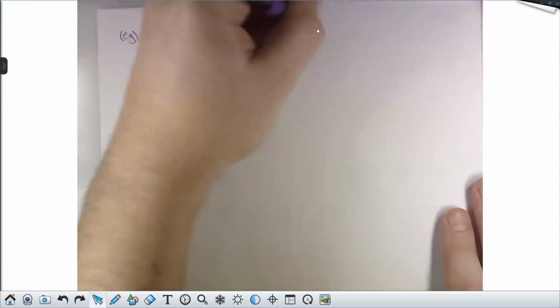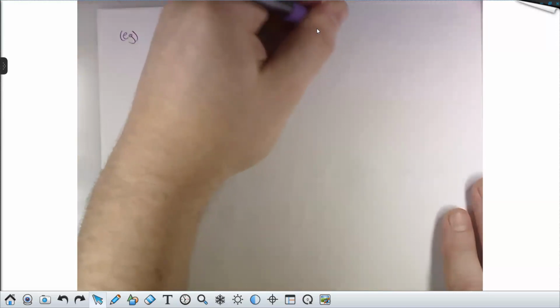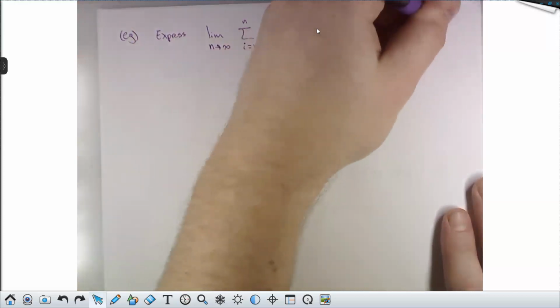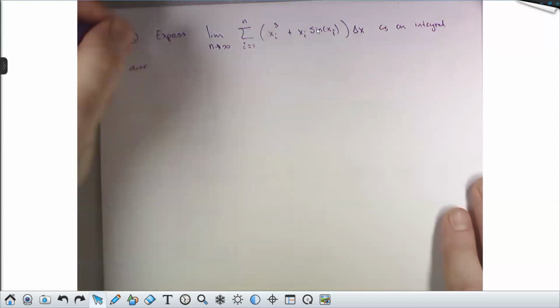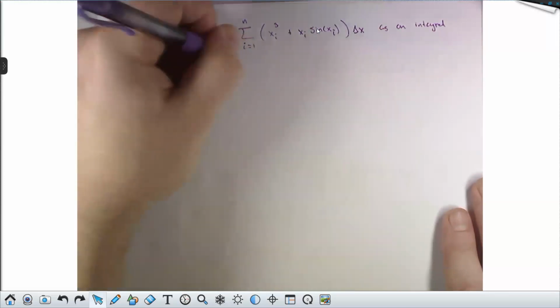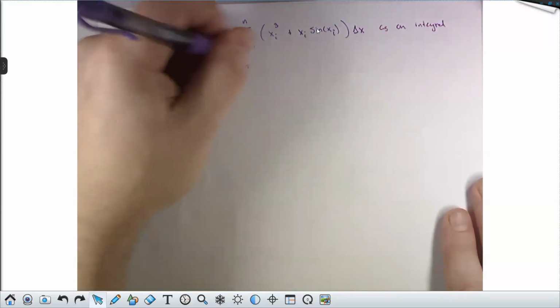So let's express the limit as n goes to infinity of the sum from i equals 1 to n of xi cubed plus xi times the sine of xi, all times delta x, as an integral over the interval 0 to pi.